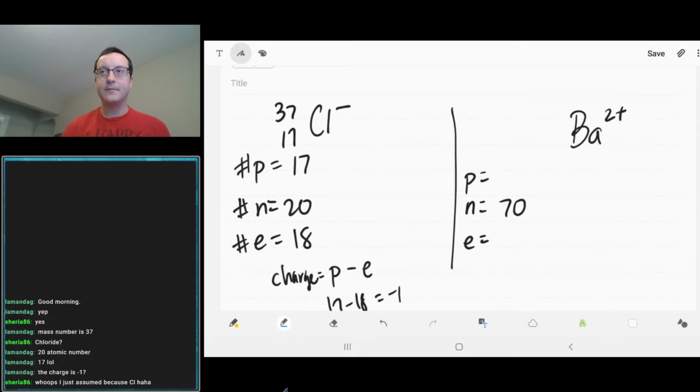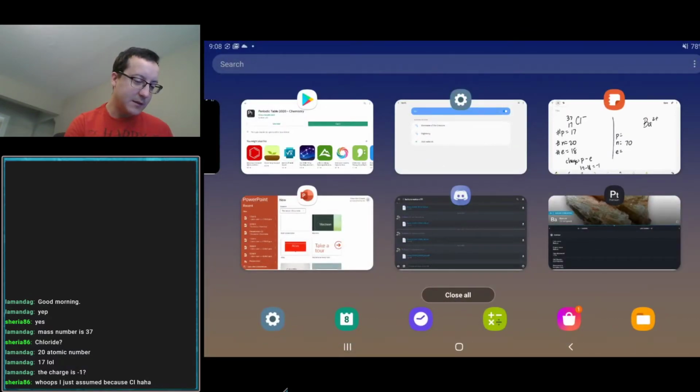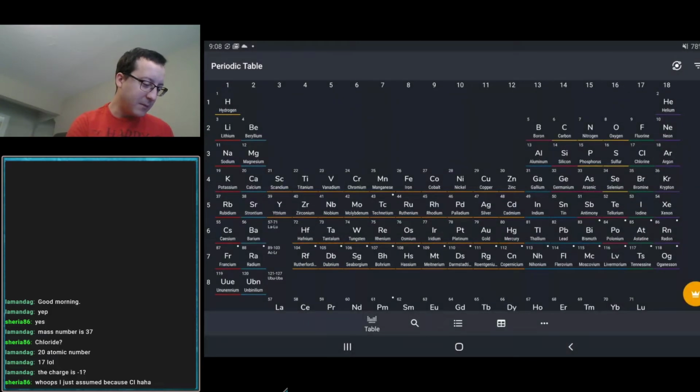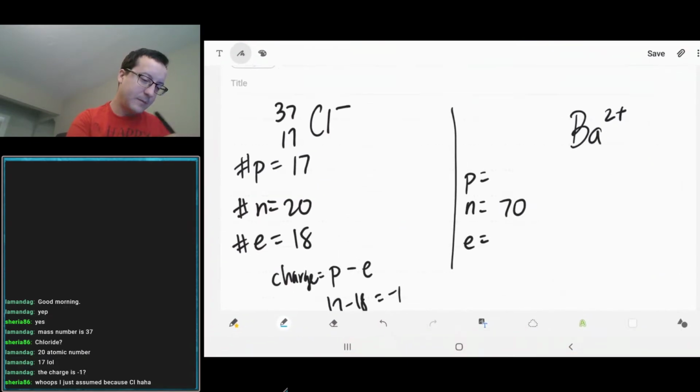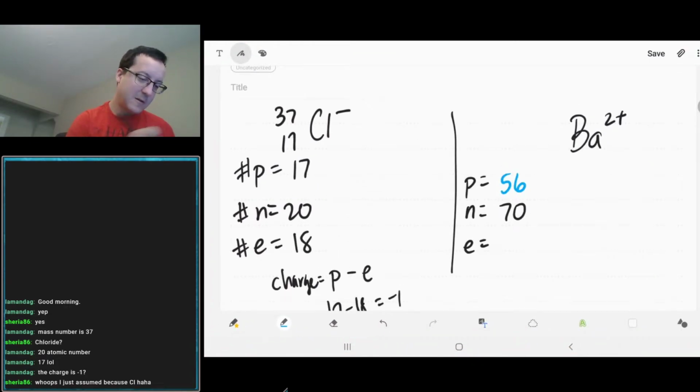Okay, let's see. I had to look at the periodic table too because nobody remembers this stuff. Okay, so it looks like barium is number 56. It's in the 6th period of the periodic table and the second group. So I'll tell us right there that number should be 56. And I'll let you guys do the rest.